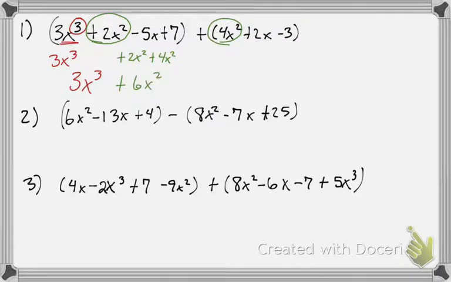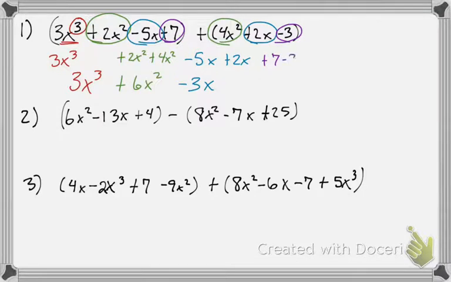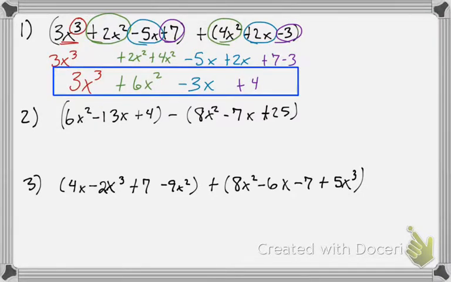Again, we don't change that little variable. We don't change the exponent. After x squared, we're going to look at just the x. So we have negative 5x plus 2x as my like terms. Negative 5 plus 2 would be negative 3, and I still have the x with it. Then I'm going to finish up with 7 and minus 3, my 2 constants. 7 minus 3 would be 4. And guess what? There's my answer.